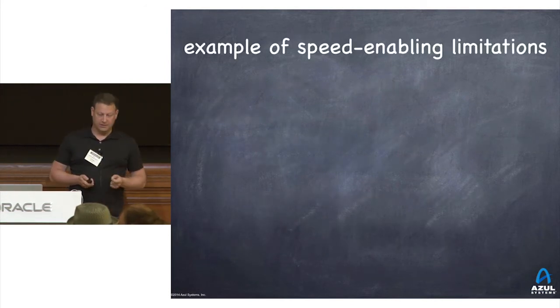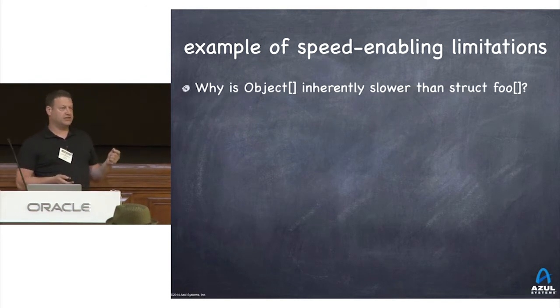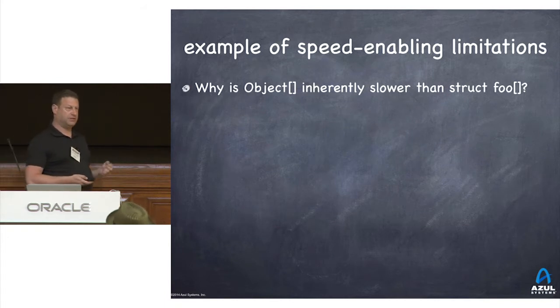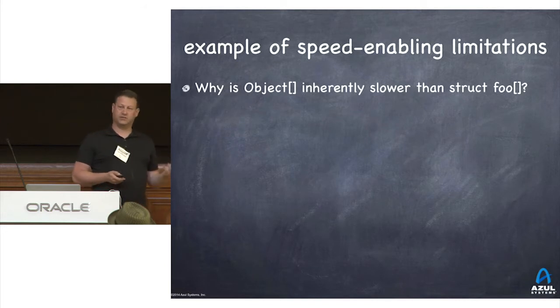Here's what I mean by speed enabling limitation. Why is an object array inherently slower than a struct array? What is it that makes it inherently slower? It's the fact that it's got semantics that are much wider.